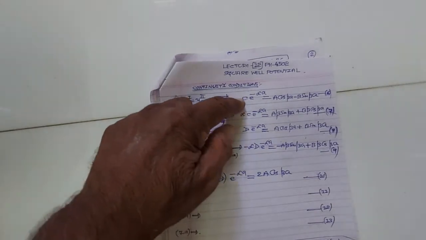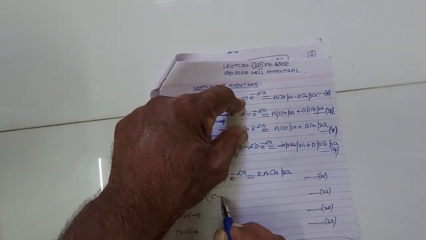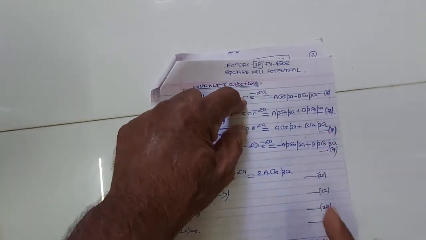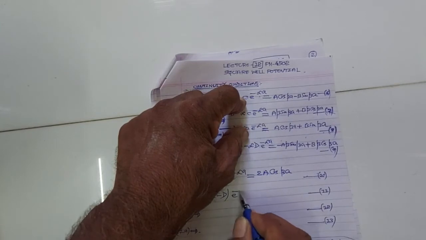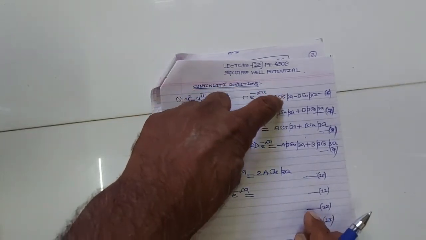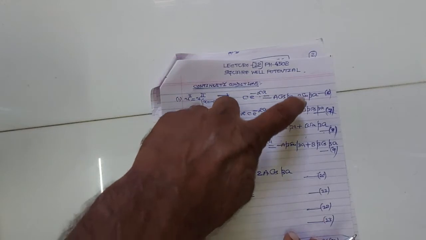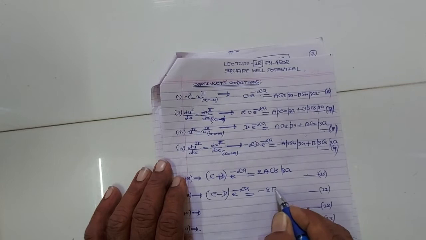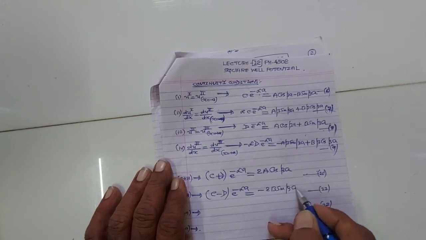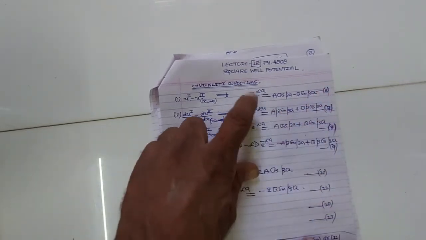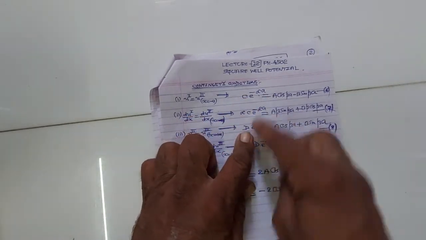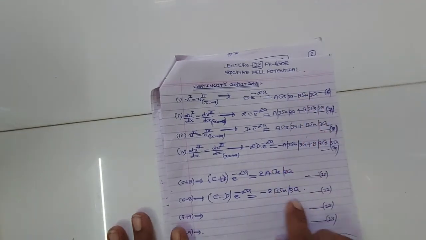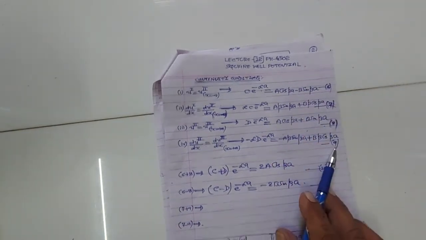Okay, now let us take 6 minus 8. Equation 6 minus equation 8 will give you c minus d e raised to minus alpha a is equal to a cos beta a minus a cos beta, which is cancelled, minus b sin beta a minus b sin beta, which will be minus 2b sin beta. So equation 6 minus 8 gives c minus d e raised to minus alpha is minus 2b sin beta.